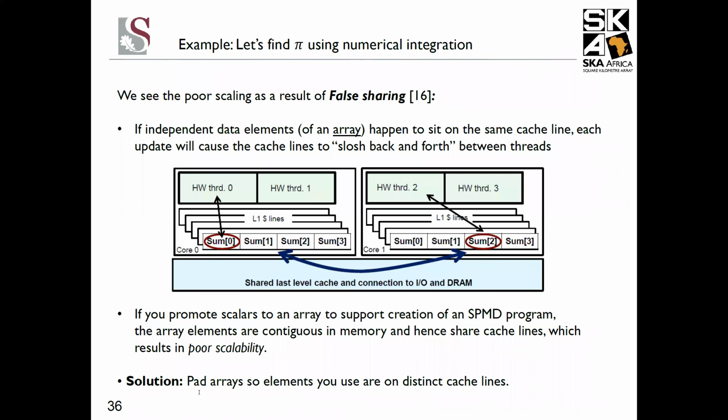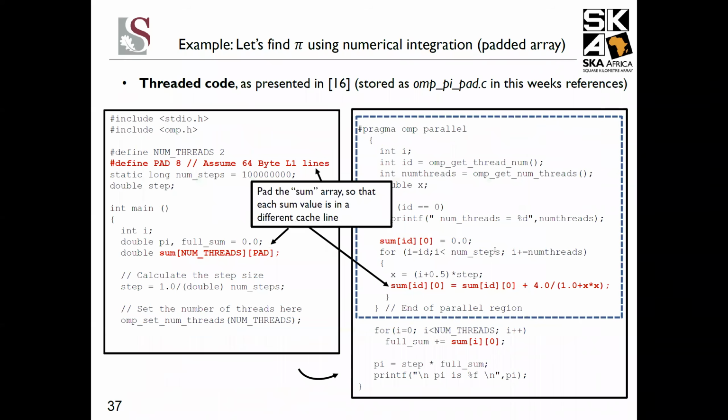One way in which you can do this is to pad the arrays so that the elements you're using are stored on distinct cache lines. So here we only want sum 0 and maybe sum 1, and on this cache line we only want sum 2 and 3's data. So we can do it like this. Let's assume we have a 64-byte L1 cache line, and we can pad this sum array so that each sum value is essentially in a different cache line.